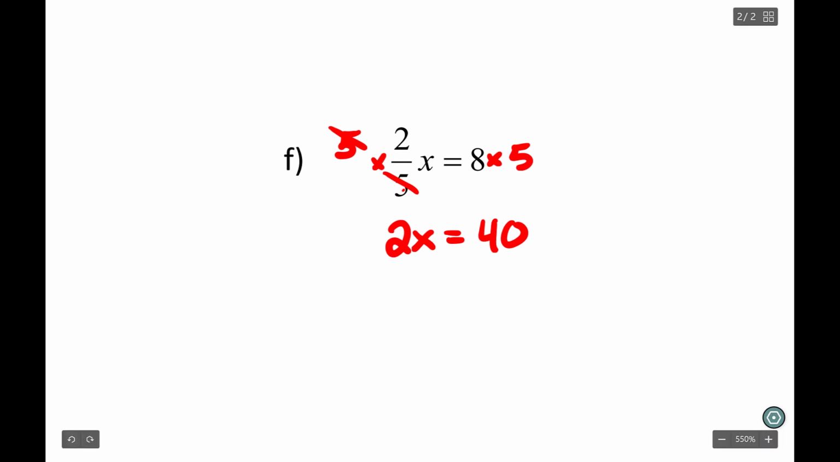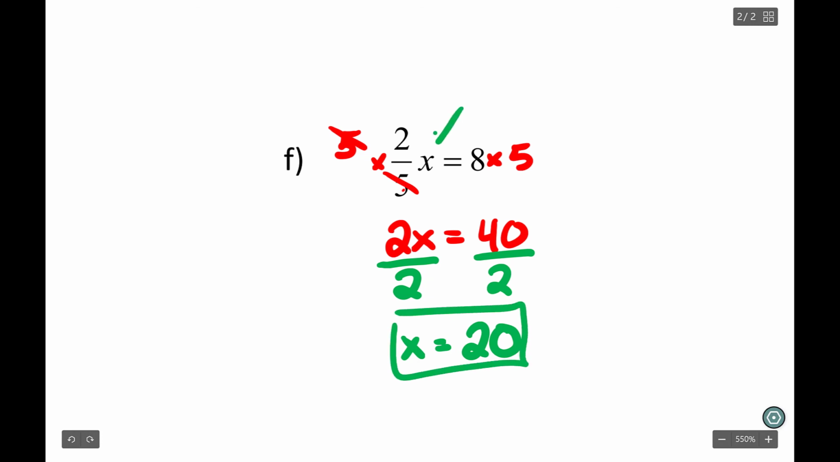And then I need to move the 2 to the other side. The opposite operation is division, so I divide that by 2, and I divide this by 2, and so I go x is equal to 40 divided by 2, which would be 20. So if I put 20 here, and if in your calculator you go 2/5 in brackets, times 20, you will get the answer of 8, and you know you've done it right.